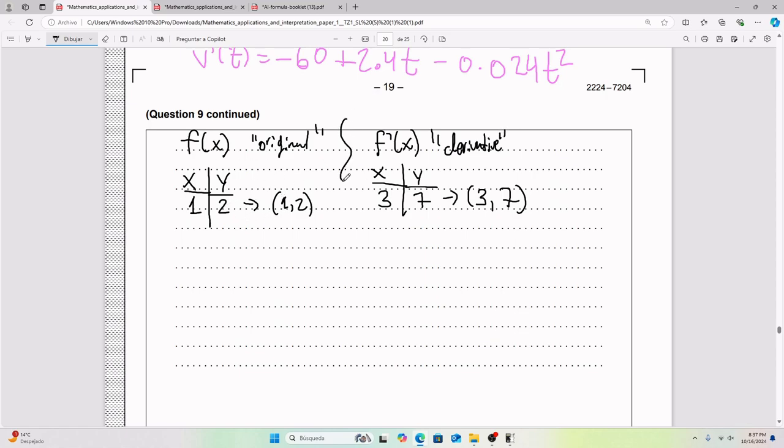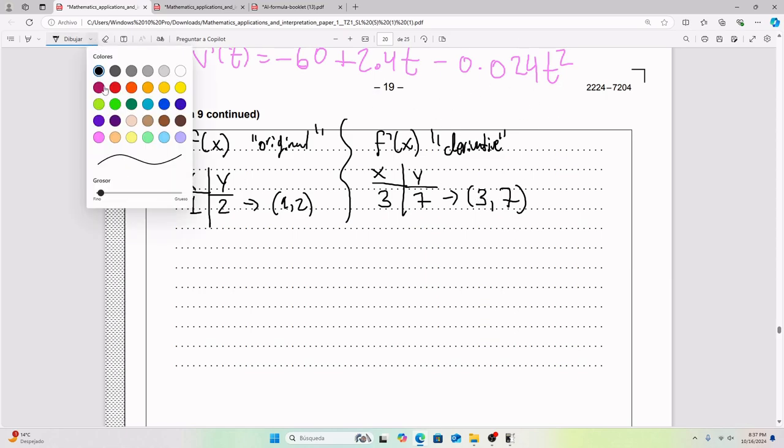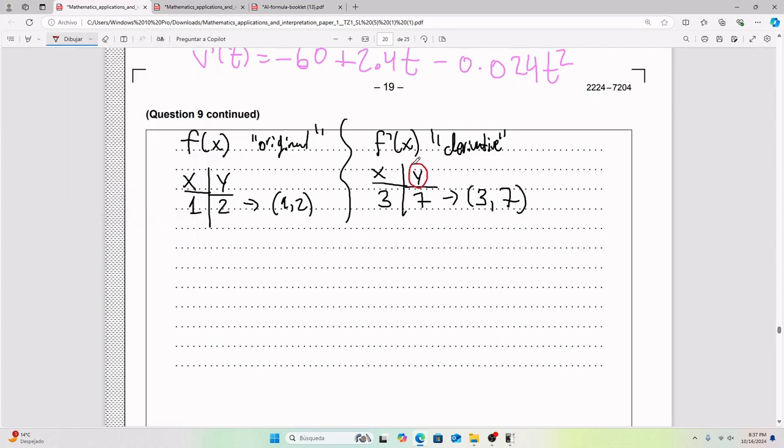For the original one, you get a set of points, so 1, 2, if x is 1, y is 2, blah, blah, blah. Depending on the context, it can give you something, but the derivative, the interesting thing about it is that now your y has turned into rate of change.